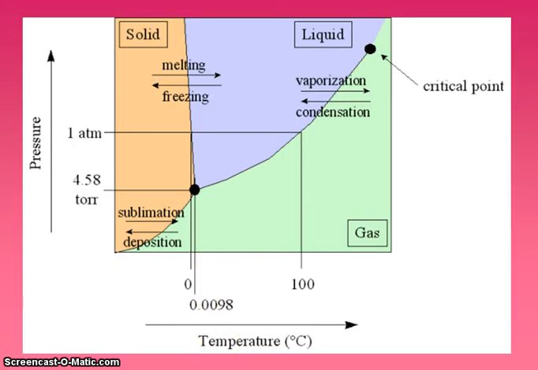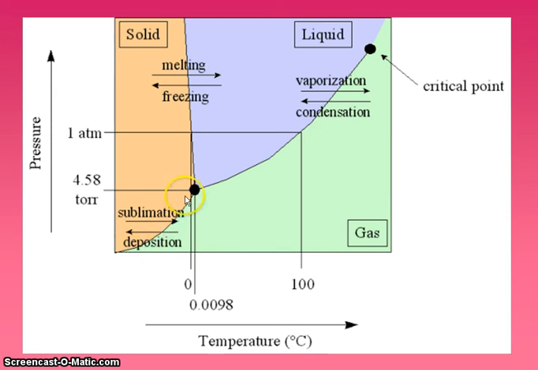Here's one example of a phase diagram. You can see the temperature here on the X and the pressure on the Y. And they all have this kind of Y shape to them. To the far right is going to be the gas, to the far left is the solid, and then in between will be the liquid state.